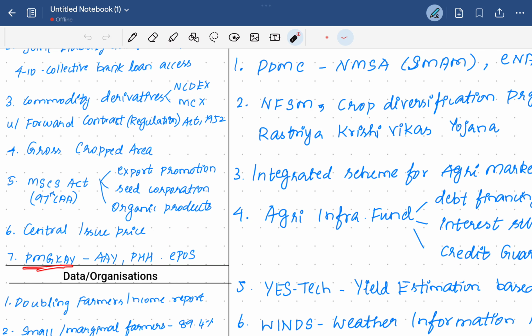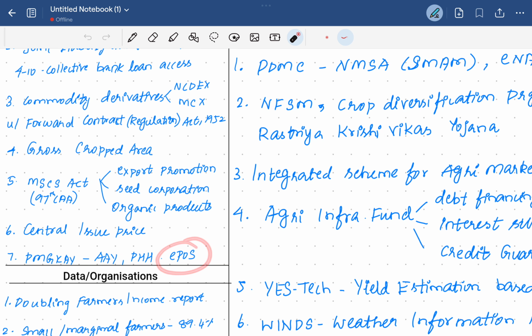Then PM Garib Kalyan Anna Yojana is for reducing poverty and improving the health benefits of the vulnerable sections of the people. It covers the Antyodaya Anna Yojana card holders and the priority household card holders.